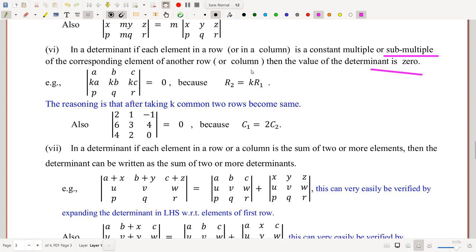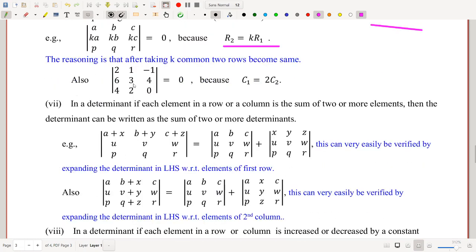These are called submultiples. For example, in this determinant, the second row is k times the first row. I have written here R2 equal to kR1, k times the first row. That's why the value is 0. The reasoning is that after taking k common, the two rows become the same, and by a previous property the value is 0.